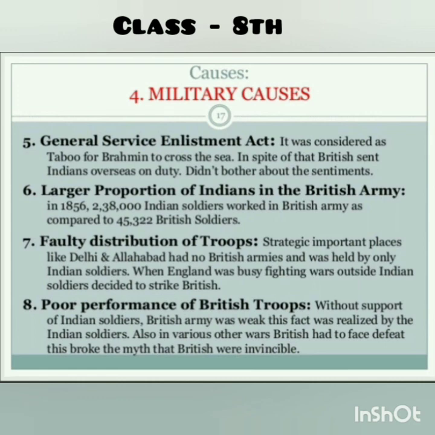Next, larger proportion of Indians in the British Army. In 1856, 238,000 Indian soldiers worked in British Army as compared to 45,322 British soldiers. Faulty distribution of troops. Strategic important places like Delhi and Allahabad had no British armies and was held by only Indian soldiers.